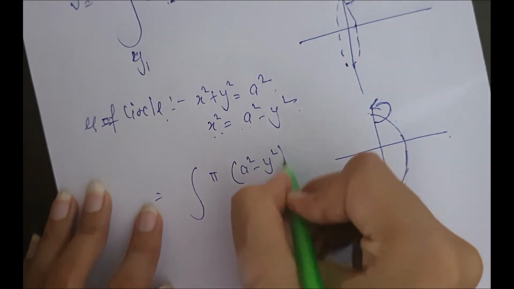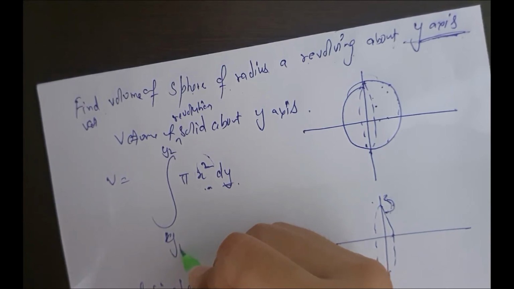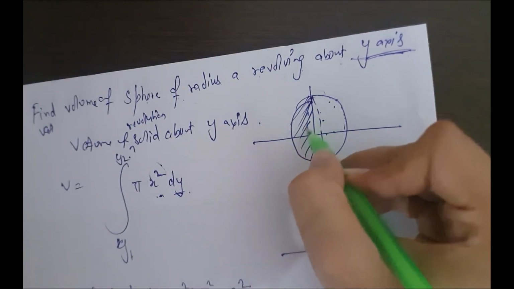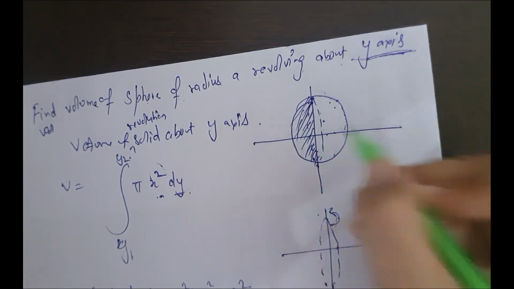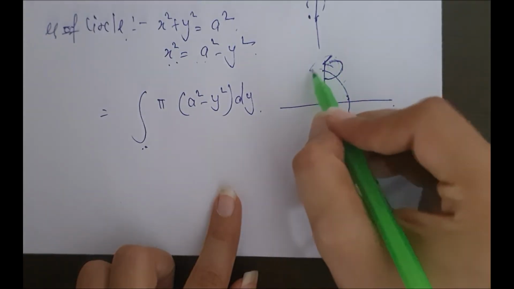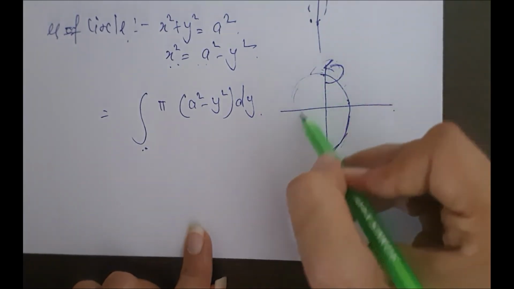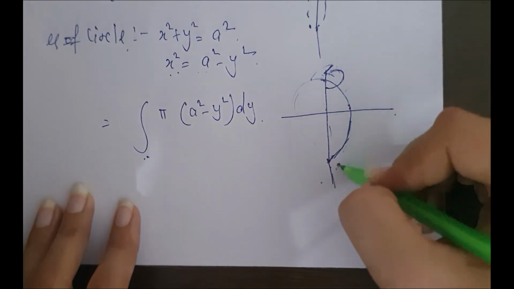Now the integration part. Integration is from y1 to y2. If we have to integrate it, we will not consider its lower part. In integration, we will consider only the upper part. If the upper part rotates, then it becomes a sphere. There is no need of the lower part, so we will not consider it. We will only consider the upper part.